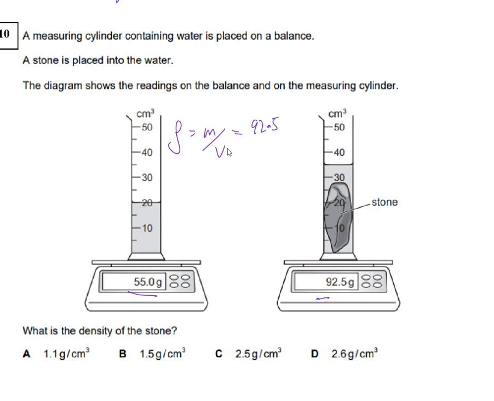Okay, so take 55. The volume is how much? We got 20 here. We got 35, I think. 35 there. So therefore 20. So therefore you just plug this into your calculator and you let me know how much you get. Okay, so the answer is 2.5, which is a C. The answer is C in this particular case. Okay, let's go next one.